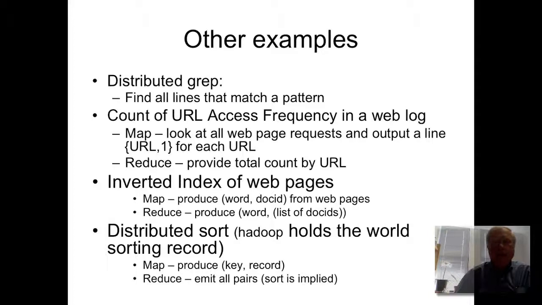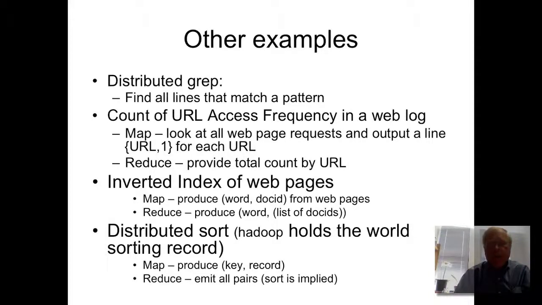I want to find all lines in a text corpus that contain some pattern, right? Well, this could be done in a totally distributed fashion, and you can do this very, very quickly. You can search huge corpuses to find out what lines contained what words. The count of the URL access frequency in a web log, similar to the word count. Just look at the web page logs and output a line that contains URL, 1 for each URL, and send it to the reduce step, which just adds them up, and now you've got how many hits you're getting by each web page on your website.